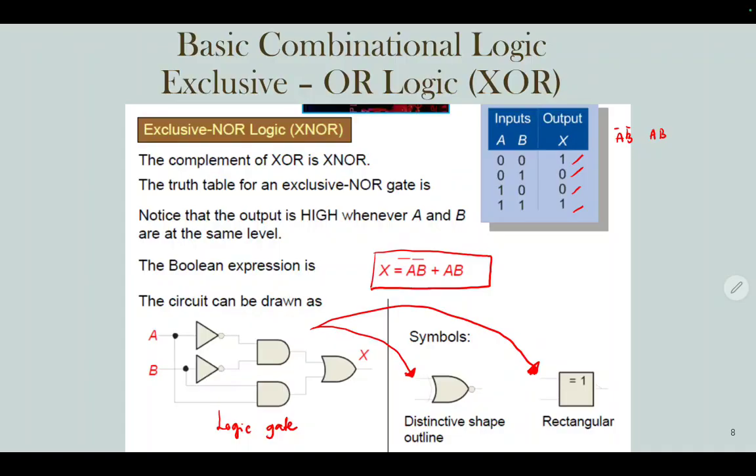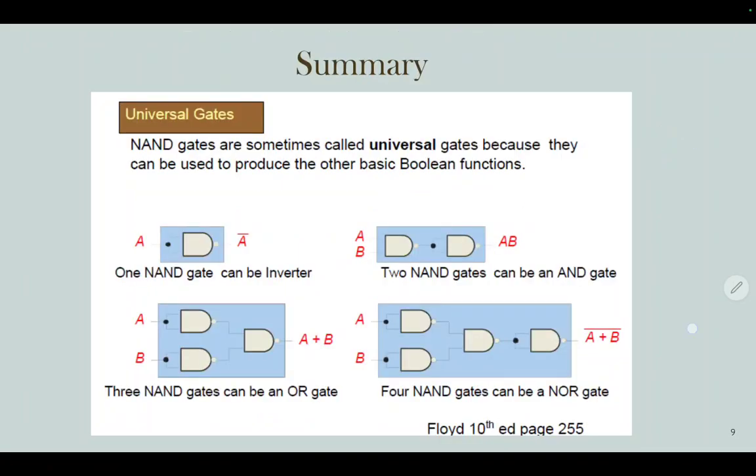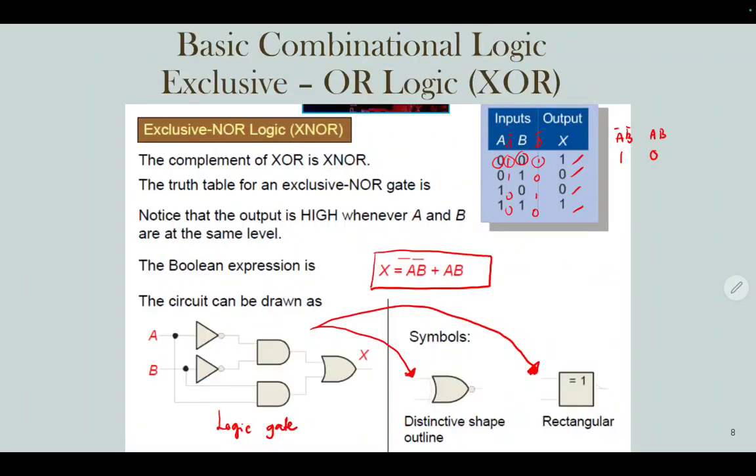So you can do A bar B bar, then you can do AB, right? For example, A is 0 0 1 1, A bar is 1 1 0 0. B bar is 1 0 1 0. So you got A bar B bar, 1 times 1 equals 1. AB, 0 times 0 equals 0. Then you got the output X equals A bar B bar plus AB. So you have to plus A bar B bar plus AB. Then you got the output X. So 1 plus 0 equals 1. So you got 1 over here. You can try to do the rest of the numbers.